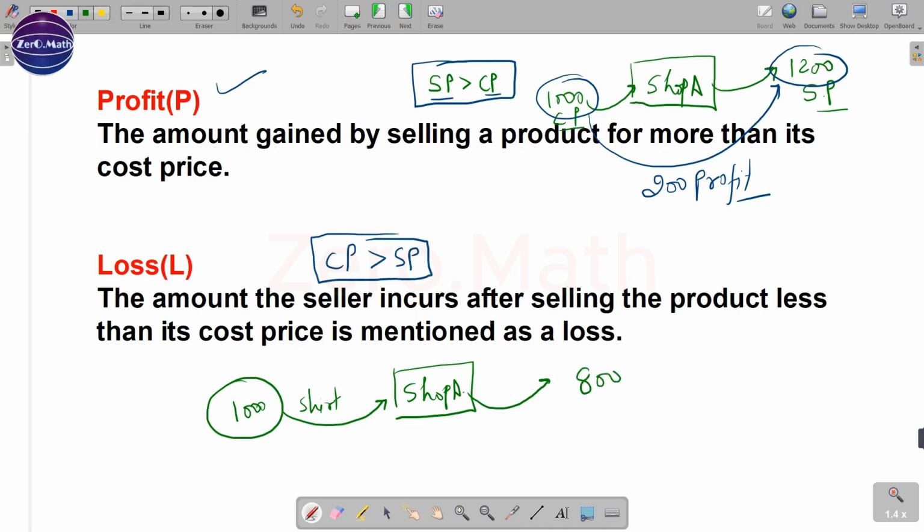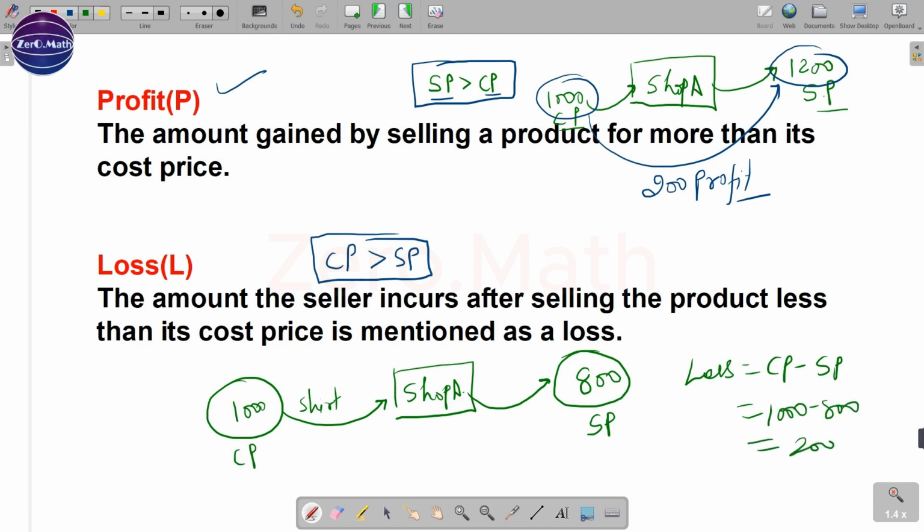He'll sell it at whatever price he can get just to get rid of it. So he sells it at 800 rupees. So here, what happened? The SP became lower than the CP. Now we have to calculate the loss. To calculate the loss, what will we do? CP minus SP. So here, 1000 minus 800. So here it comes out to a loss of 200.